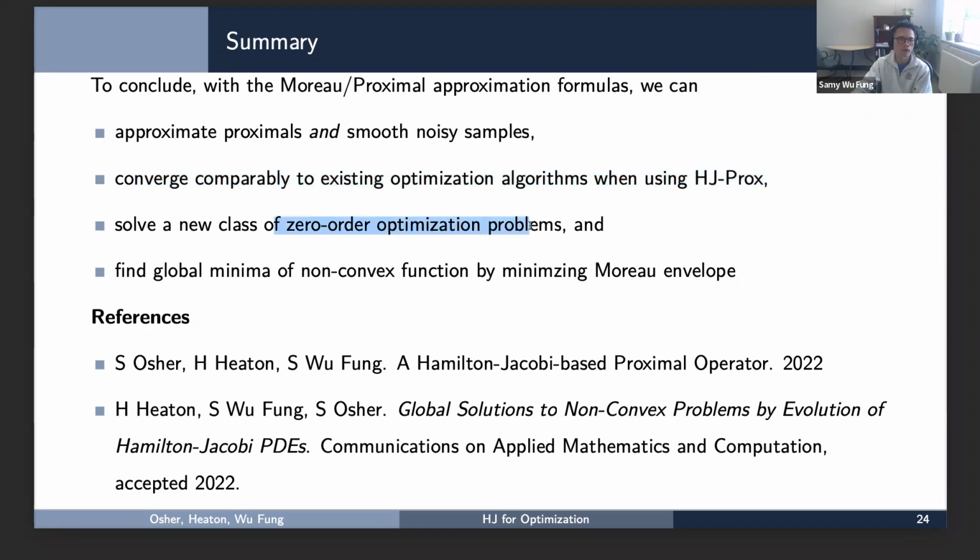We can solve these zero order problems where you have constraints as well, and it seems to be fairly promising in minimizing non-convex functions as well. Of course, it all hinges on how accurately you approximate these expectations. So, yeah, small footnote there.